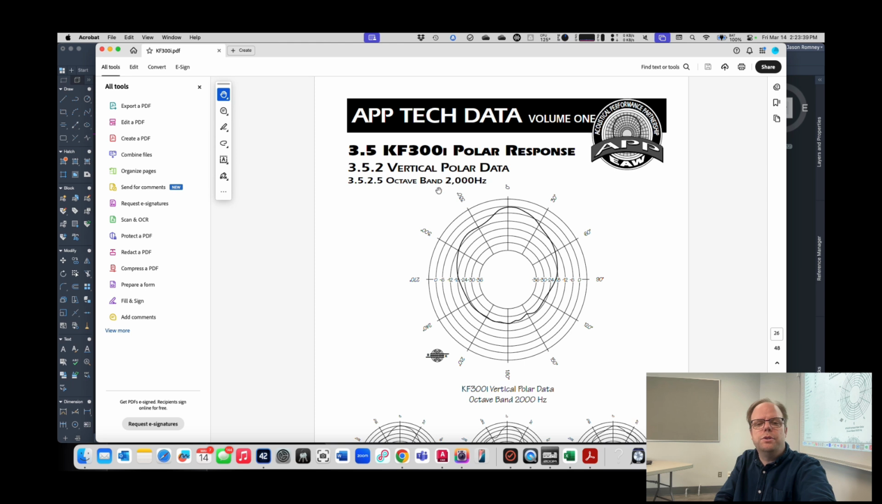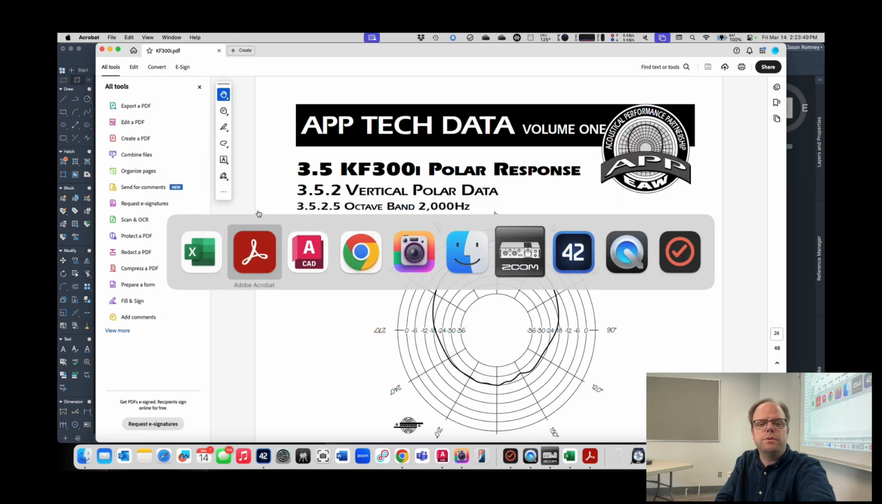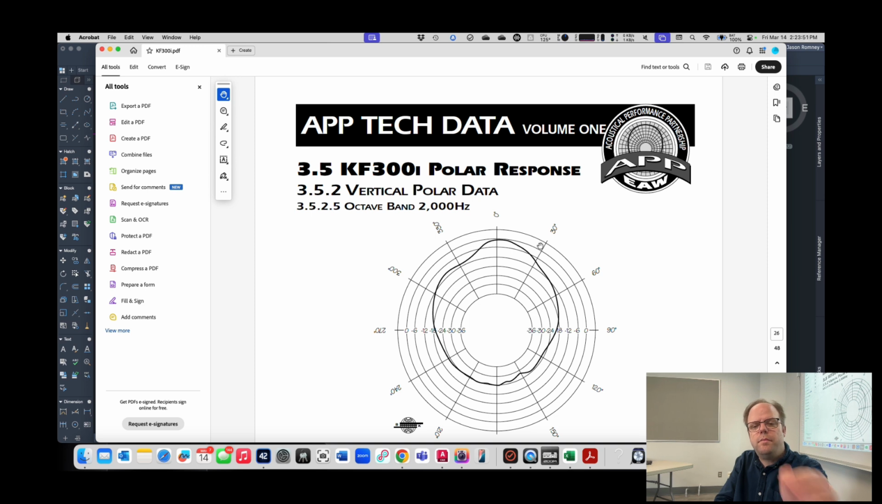And so here is 2,000 hertz vertical, okay? And we want to know what does 41 degrees off axis vertically do to us. Okay, well here's 30, and there's 60, which means 50 and 40. So 40 would be about here, right?